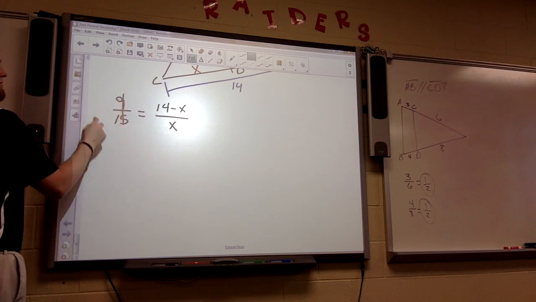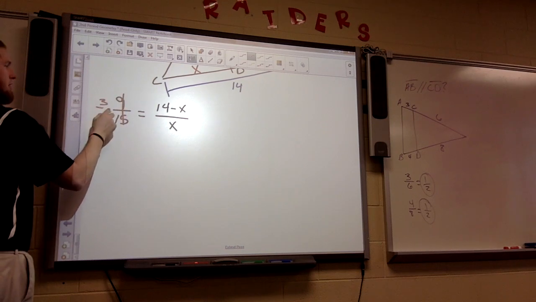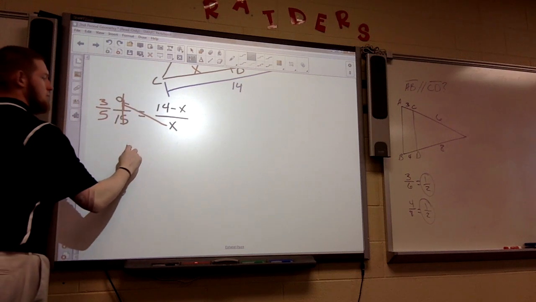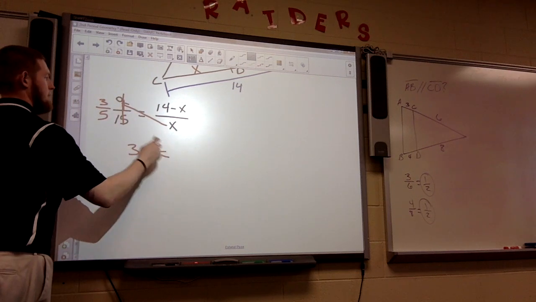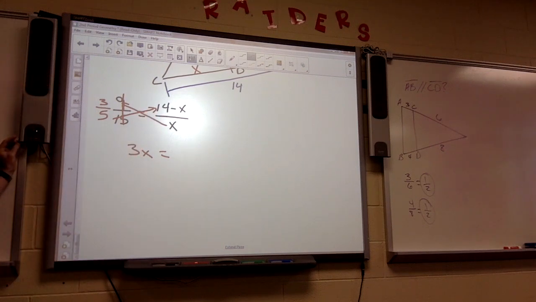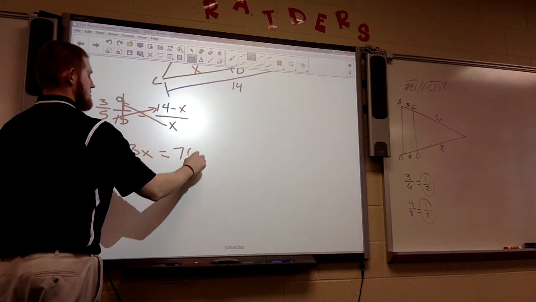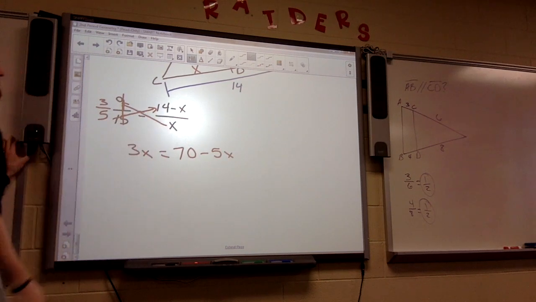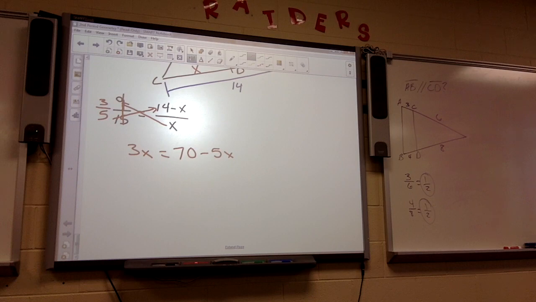reduce that to 3 over 5 again. x times 3 is 3x. 5 times 14 minus x is what, Thomas? 70 minus 5x. Good. Make sure that 5 goes to both. Okay. Now what, Emma?